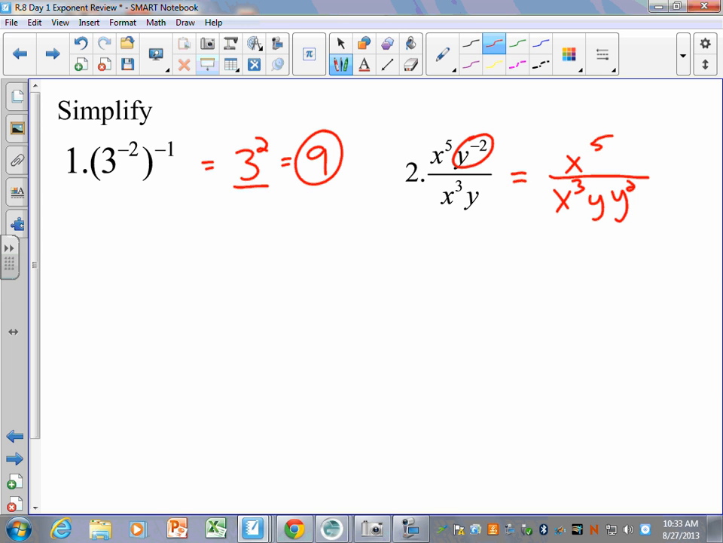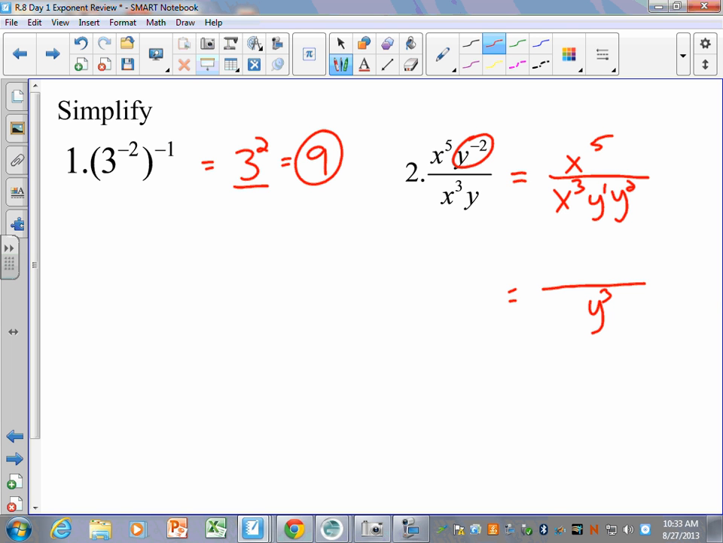Well, yes, on the bottom, right? So Nathan says on the bottom, this is y to the first and y to the second, and when you multiply, we add those exponents, so he says we get y to the third on the bottom. And what about x to the fifth over x to the third?